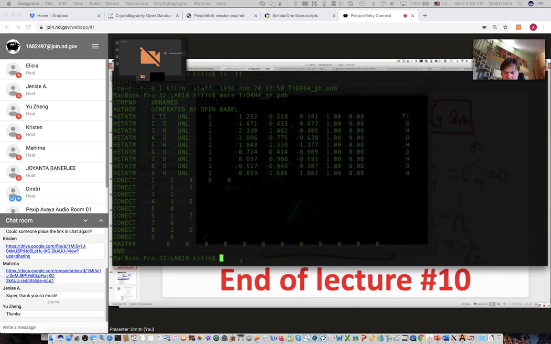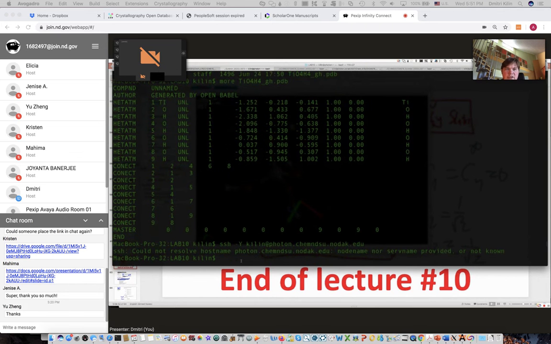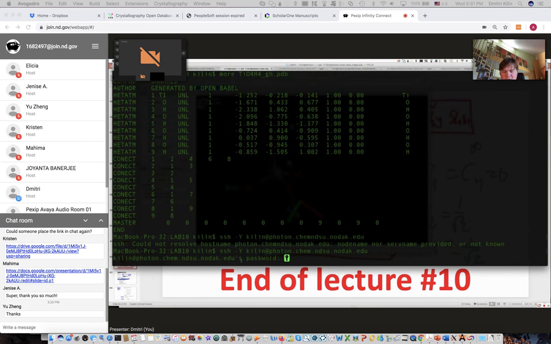So I need to connect to the Photon cluster. I'm typing ssh, then -Y for graphical connection, username at photon.chem.ndsu.nodak.edu. It doesn't answer because I made a typo. Let's do it over. Repeat it. And now it asks for the password.